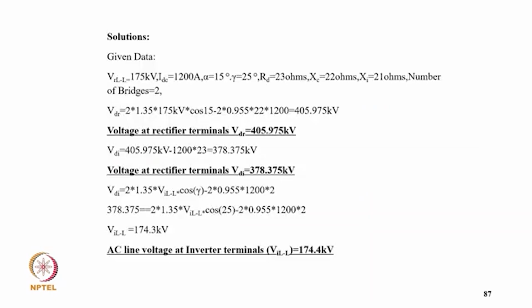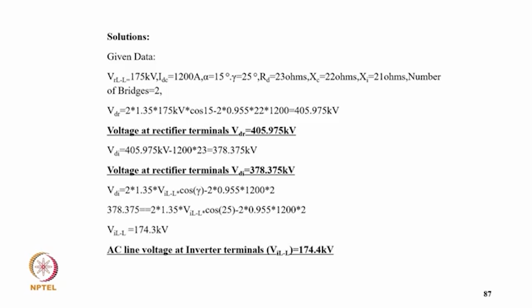Calculate the DC voltage at the rectifier and inverter terminal as well as the AC line voltage at the inverter. For the solution, given data is VL RMS 175 kilovolt, IDC 1200 ampere, alpha 15 degree and gamma is 25 degree, RD equal to 23 ohm, X equal to 22 ohm, XI equal to 21 ohm, and number of bridges 2. So VDR equal to 2 into 1.35 into 175 into cos 15 minus 2.922 into 1200, so it becomes 405.979 kV, and what is the rectifier terminal? So it comes 405.975 kilovolt, and on inverter side VDI equal to 405.97 minus 1200 into 23, that comes 375.375 kilovolt.